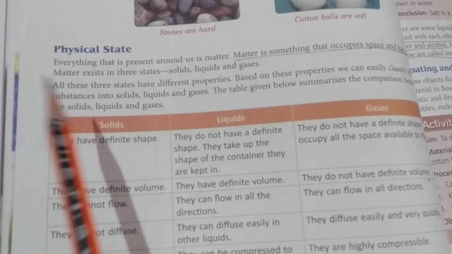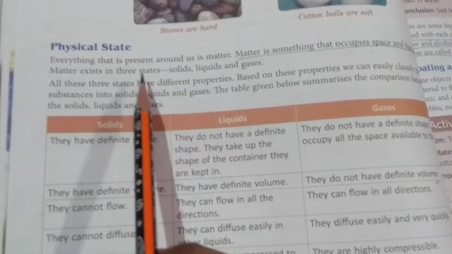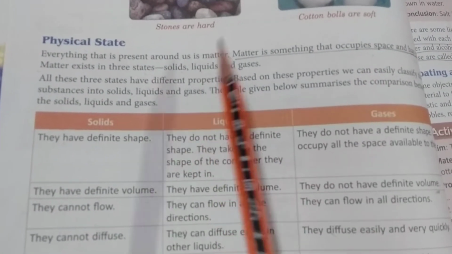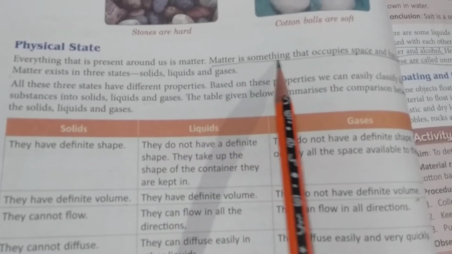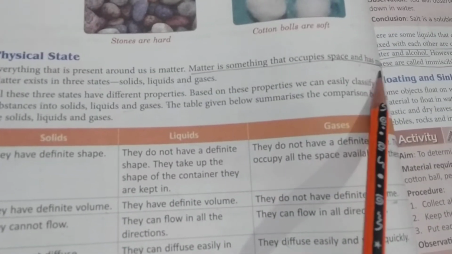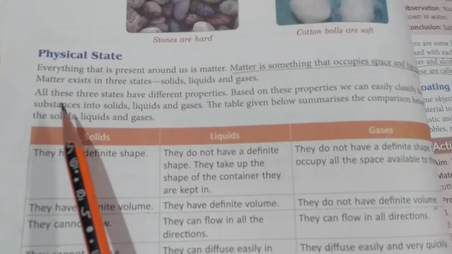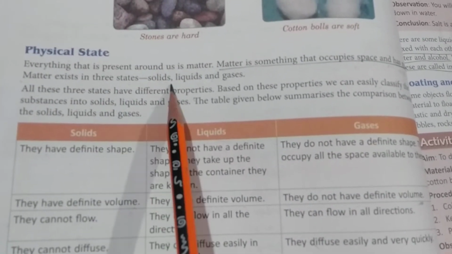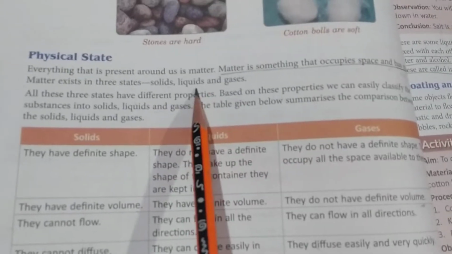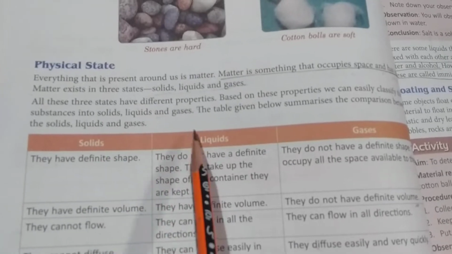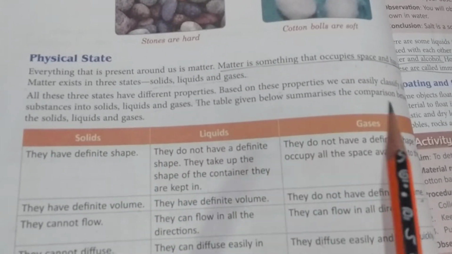Now next is the physical state. All the objects around us are matter. And what is matter? Matter is something that occupies space and has mass. This is known as matter. Matter exists in three states: solids, liquids and gases. On the basis of this, we sort the objects.